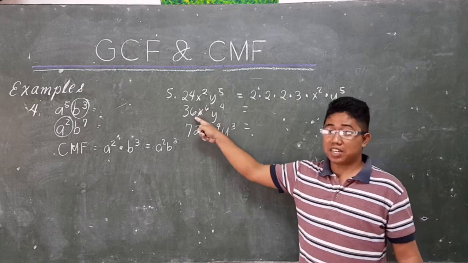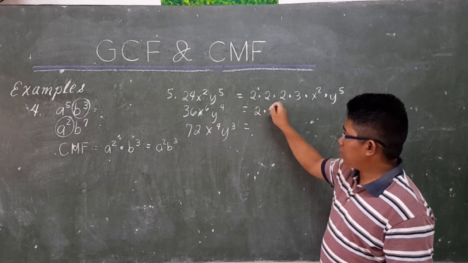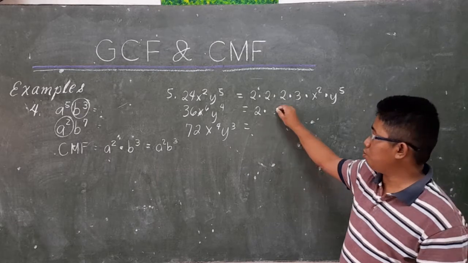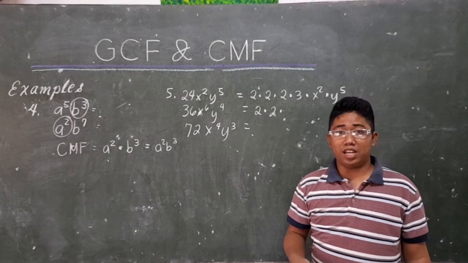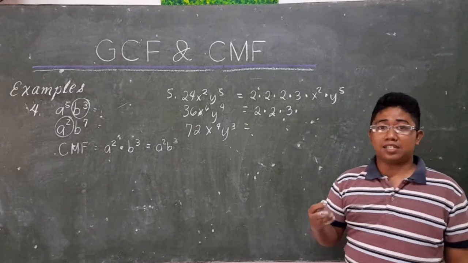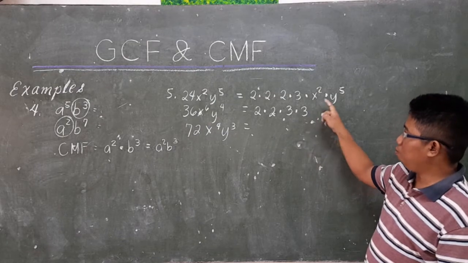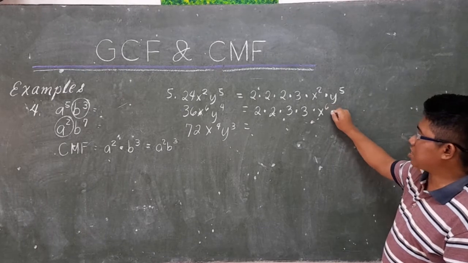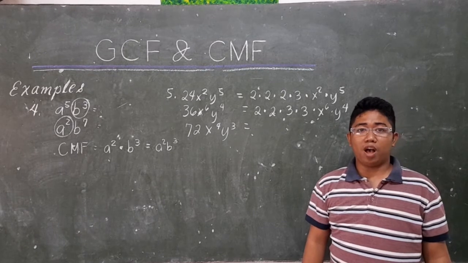Next, how about 36? 36 divided by 2 is 18. 18 divided by 2 is 9, so also we add 2. 9 divided by 2 cannot be, so proceed to the next prime number, which is 3. 9 divided by 3 is 3, and 3 remains as the prime number, so we add 3. So 2 times 2 times 3 times 3, together with the variables and exponents: x to the power of 6, y to the power of 4. How about 72? x to the power of 4, y cubed.